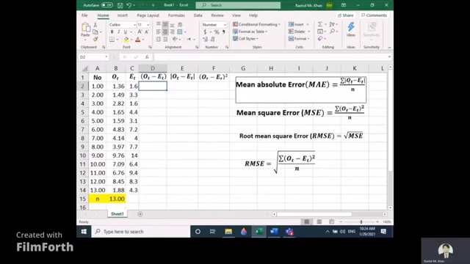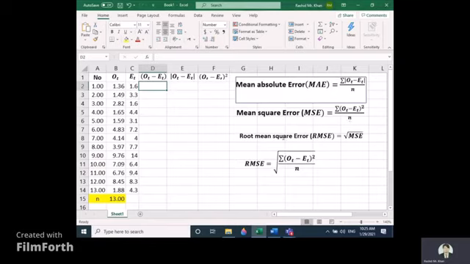So in this video we will learn how to find MAE, that's mean absolute error, which is equal to the sum of the absolute difference between the observed and expected values, divided by the total number of observations. And mean square error is the sum of the squared difference between observed and expected, divided by the total number of observations, that's n.